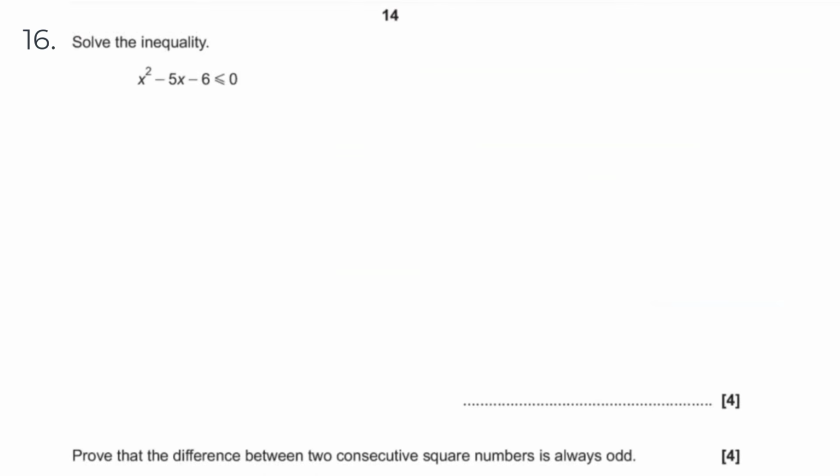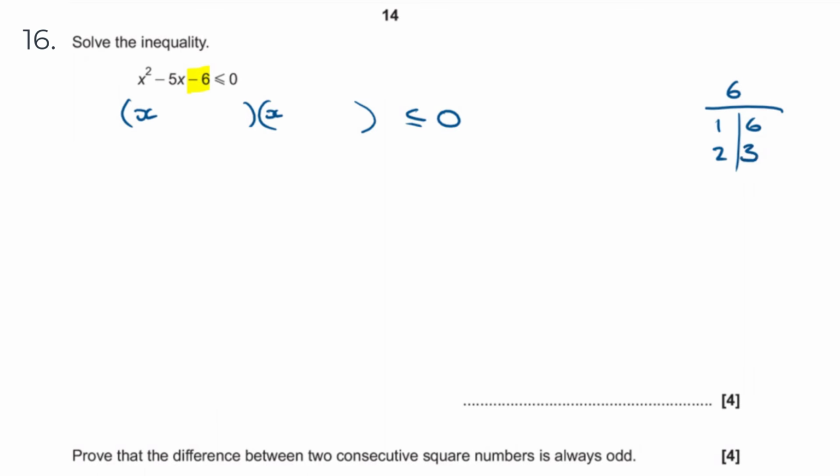Solve the inequality x squared minus 5x minus 6 is less than or equal to 0. Okay, so I think first off we need to factorize this, don't we? So let's say that's the same thing as two brackets multiplied together. I've got x squared at the start, so I'm going to have x and x here. Now let's have a quick look at the constant on the end, negative 6. What are the factor pairs of 6? 6 has factor pairs 1 and 6, 2 and 3.